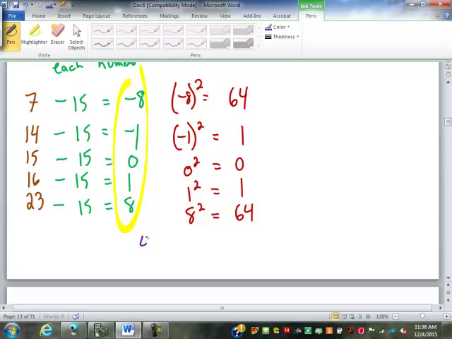Step 4 is to find the sum of those numbers. Sum means add them up, find the total. So 64 plus 1 plus 0 plus 1 plus 64 is 130.